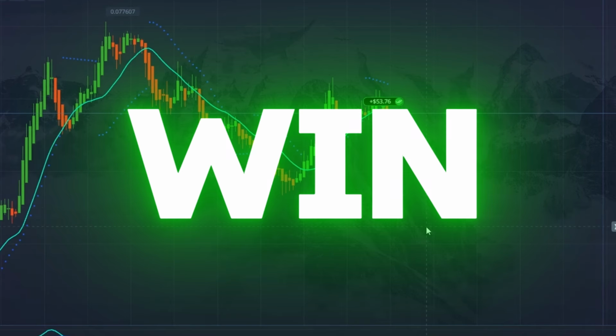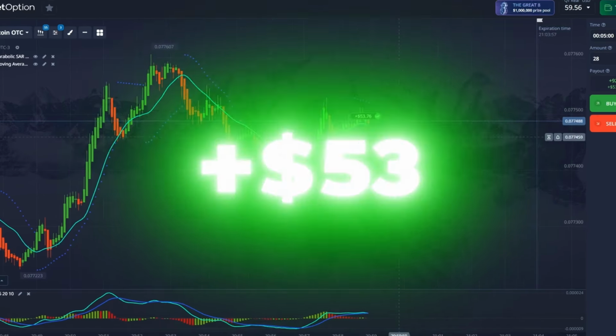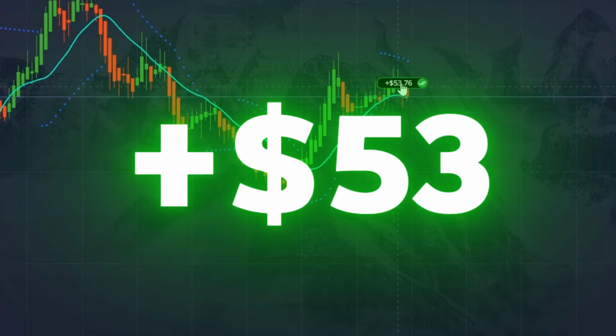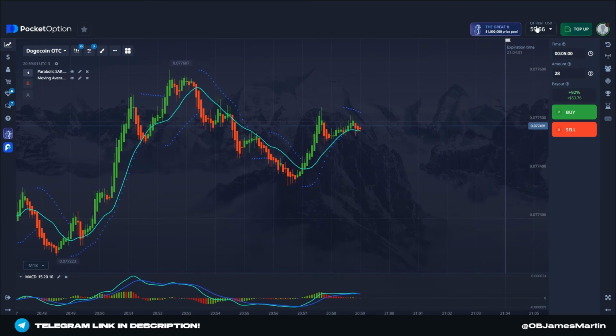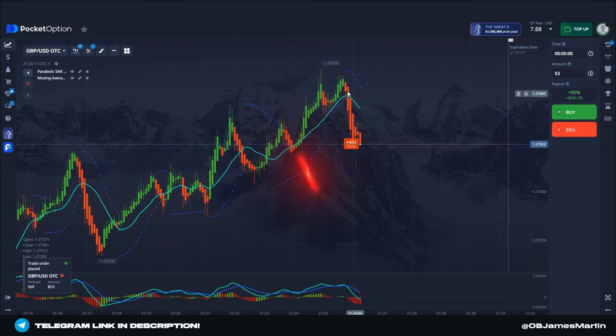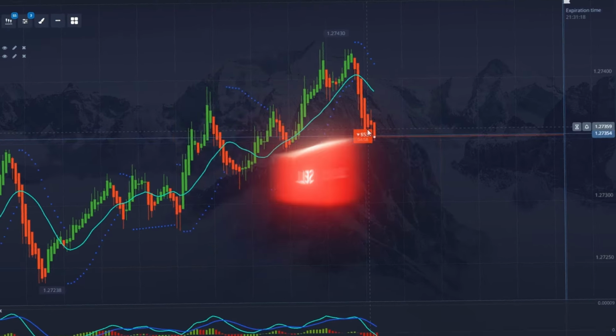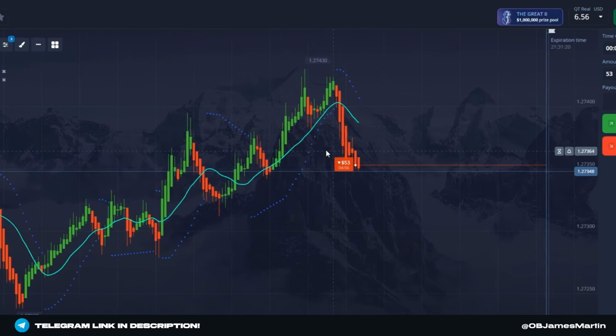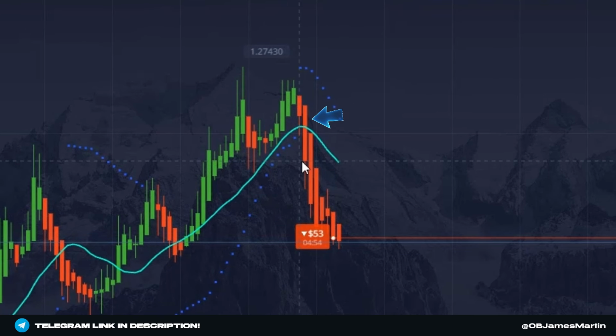Alright guys, my net profit is $53 in that one, and I have almost $6 in total. It's also very good. Let's move on. I was looking for an example for a buy trade, but now almost all assets, our current pairs, are falling, so I open another trade.